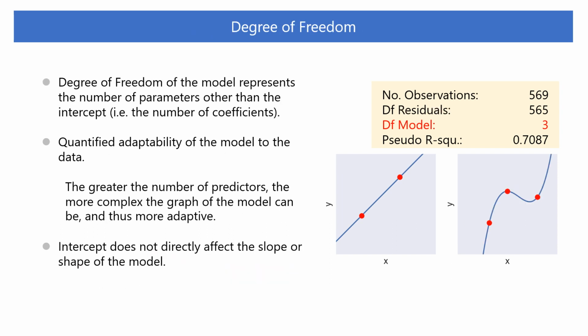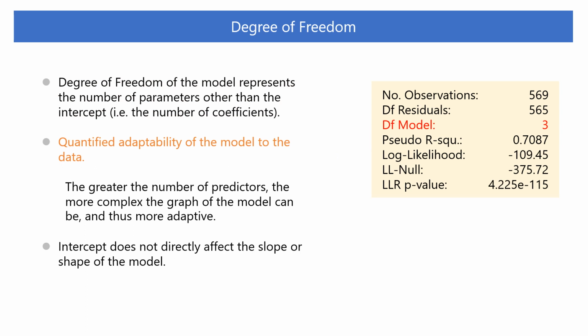Next, let's discuss the concept called degrees of freedom of a model. The degrees of freedom of the model represents the number of parameters other than the intercept, that is, the number of coefficients included in the model. Here, degrees of freedom means the quantified adaptability of the model to the data. How flexibly the model can adapt to the distribution of the data is determined by the slope and shape of the model.